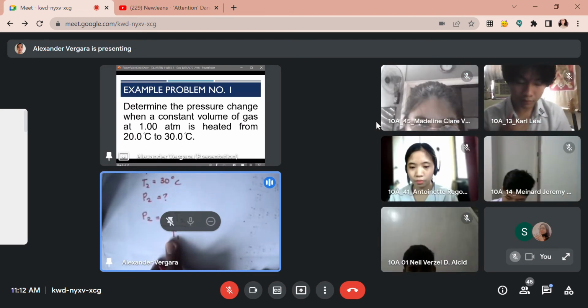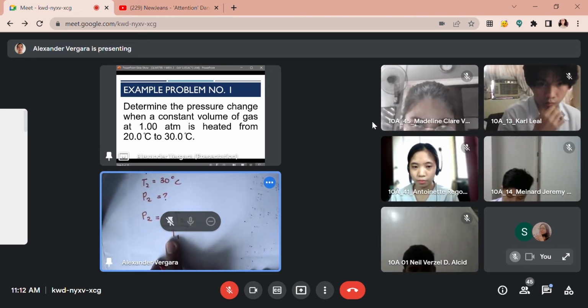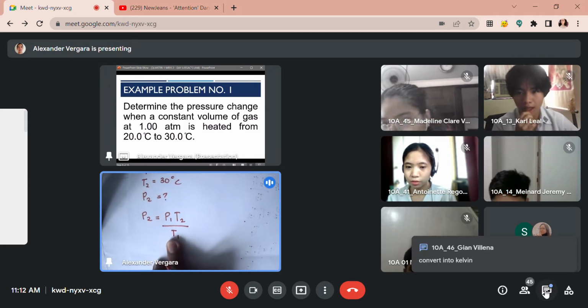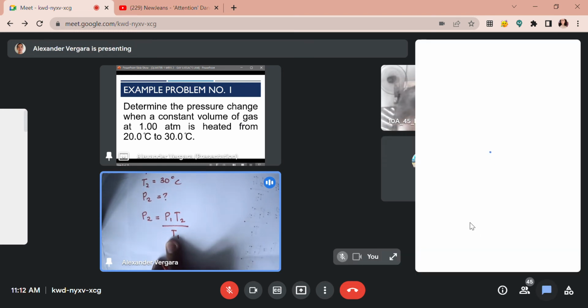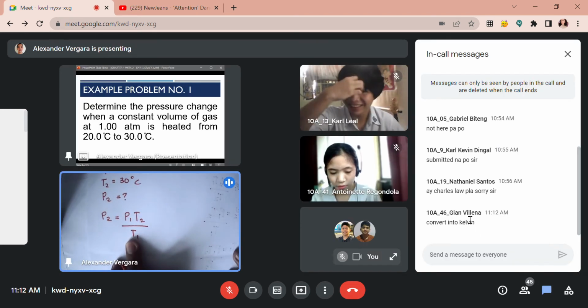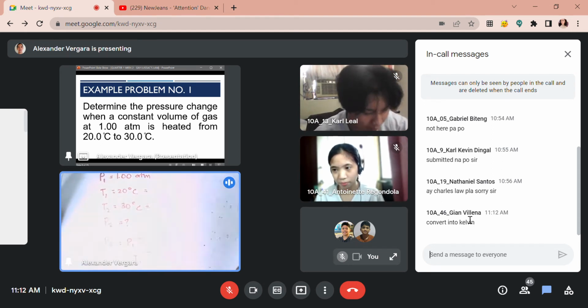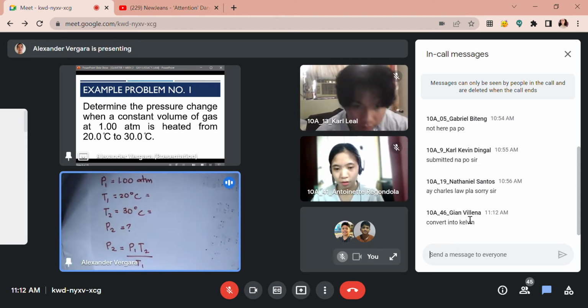Can we substitute already the value? What's the next one? Convert into Kelvin. Very good, Gian. We need to convert the temperature into Kelvin. If we will convert the 20 degrees Celsius, what's the value in Kelvin?